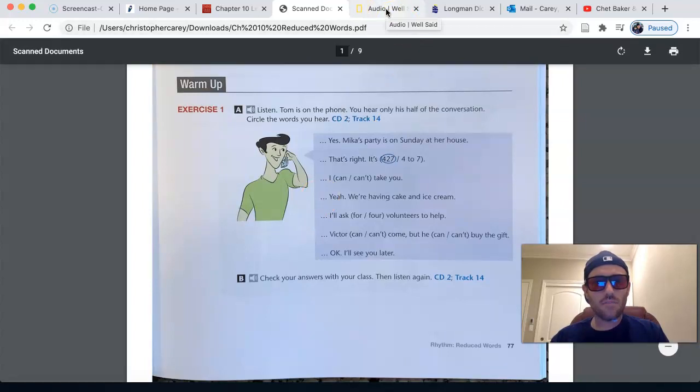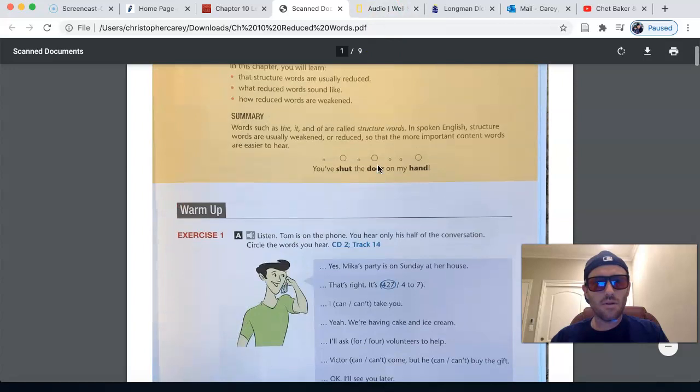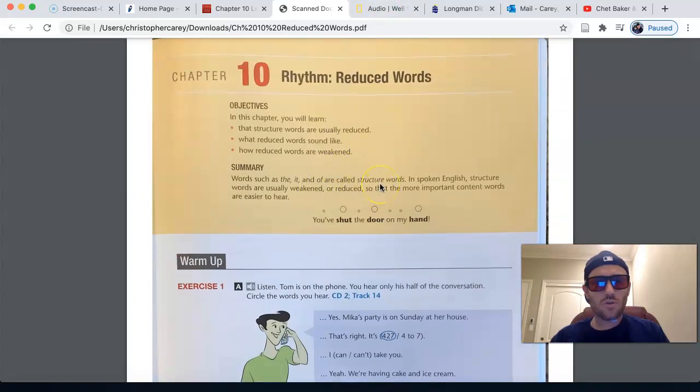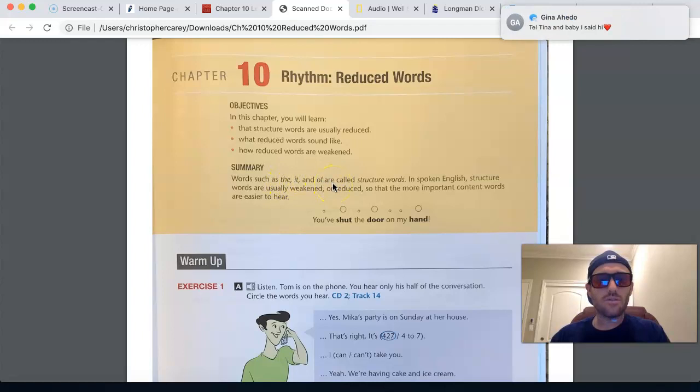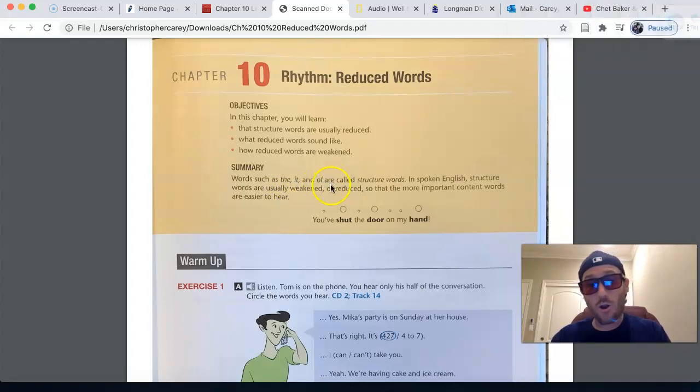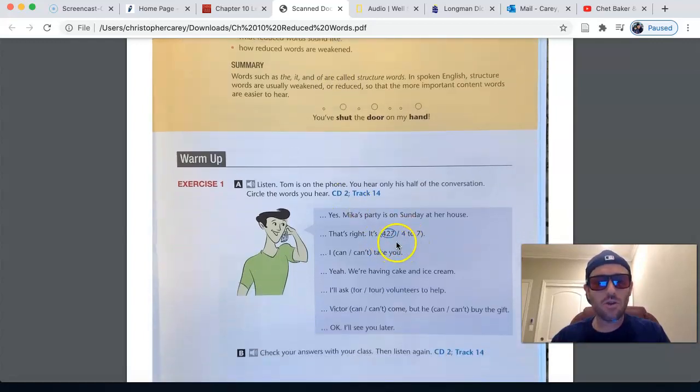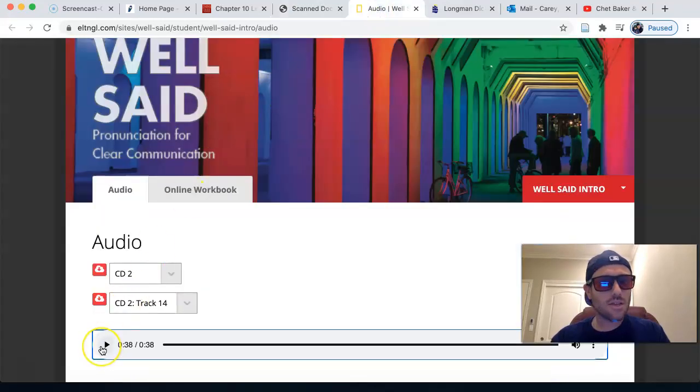Okay, one more time. And again, remember, structure words. You can go back to Chapter 9, the previous chapter. On page 70 of Chapter 9, they give you a list of those different structure words. The, it, of, are as well would be a structure word. These words are reduced. They're not pronounced as clearly. So keep that in mind when you're trying to figure out what you hear. I'll play one more time for you. CD 2, track 14.